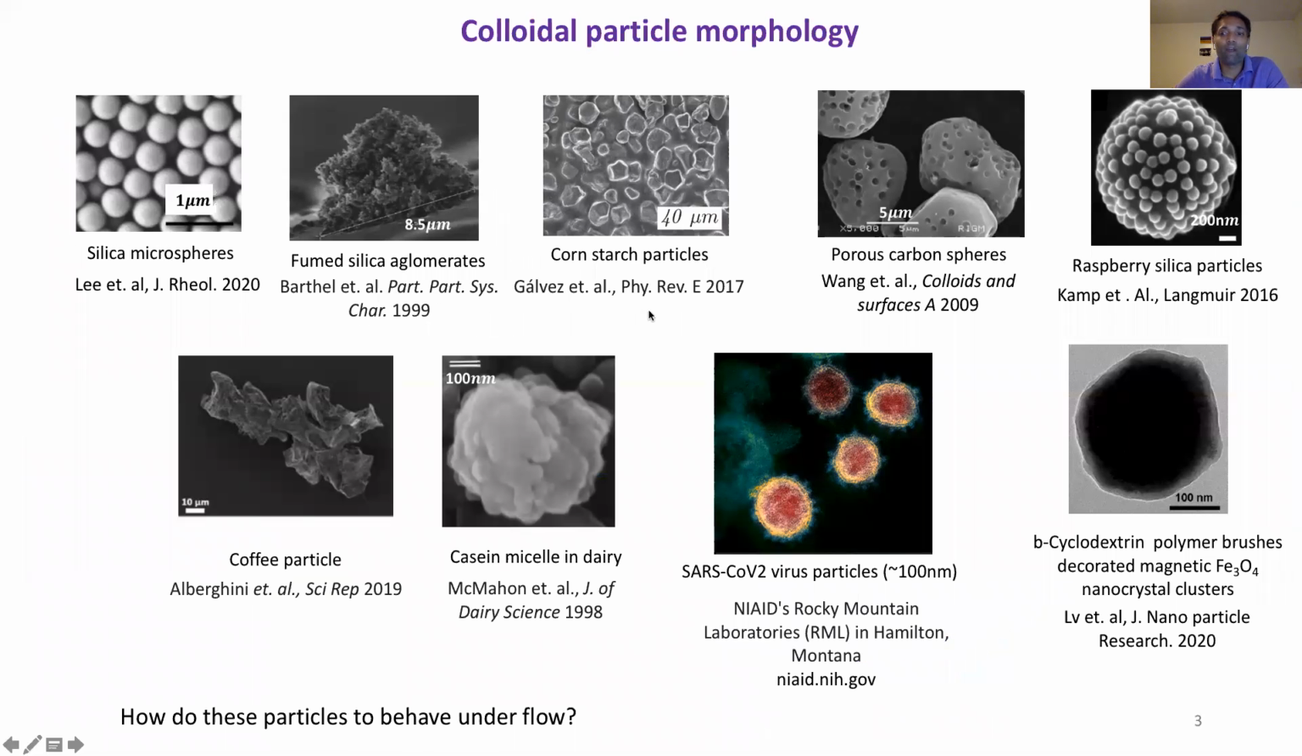Colloidal particles can have a wide range of surface characteristics. For example, fused silica, cornstarch, coffee particles, casein micelles, dairy, and virus particles. All of them have rough surfaces, where interparticle friction is important if one wants to simulate their suspensions. And in cases where you have porous particles and particles with polymer brushes on them, the lubrication force may not be that significant. With such a variety of surface characteristics, we wish to know how these particles behave under flow.